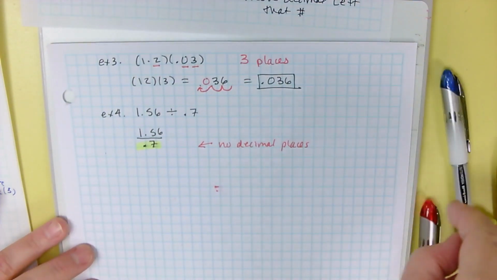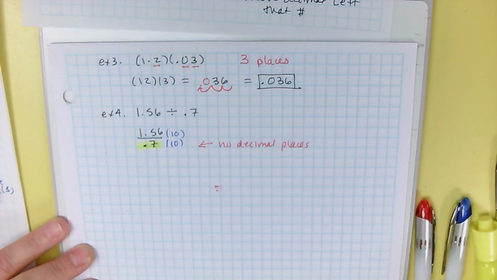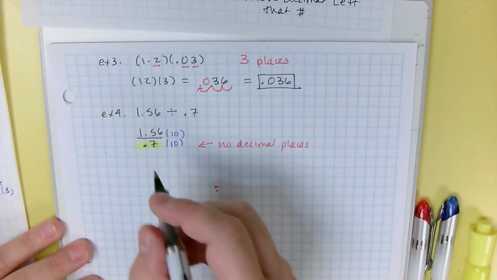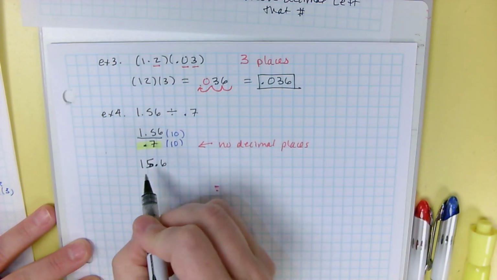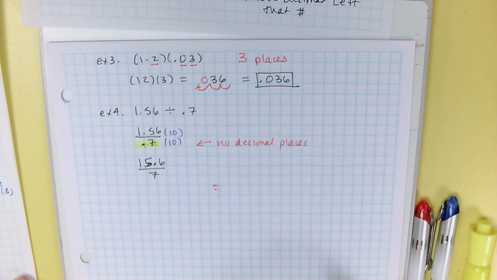So the way you get rid of it is you just multiply by 10 over 10 until there's no more decimal. So when you multiply by 10, the decimal moves 1 to the right. So 15.6, because it moves 1 to the right, and then this one moves 1 to the right, and we get a 7. The minute your bottom number has no decimal places, you are ready to do division.